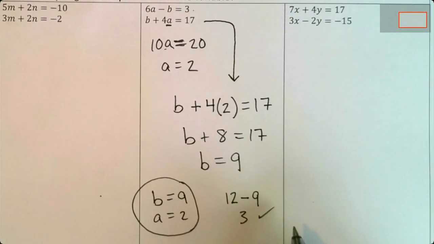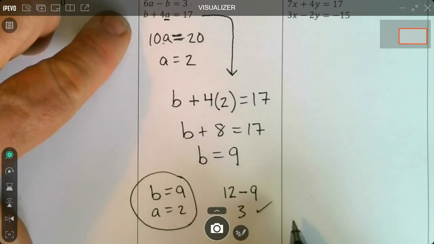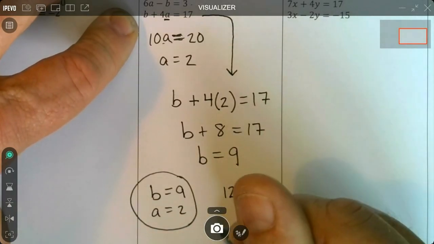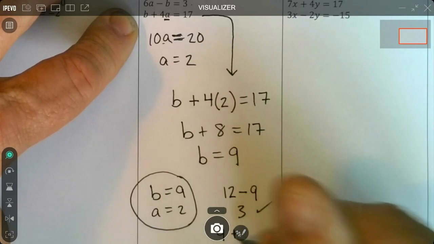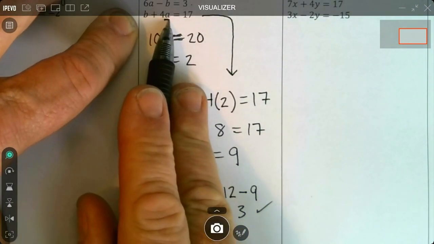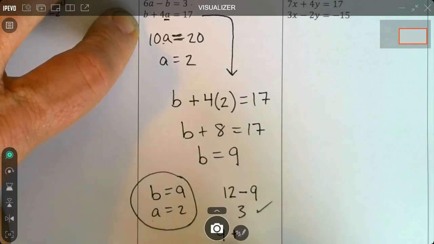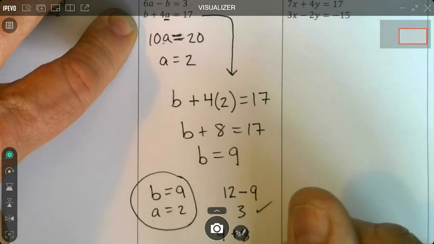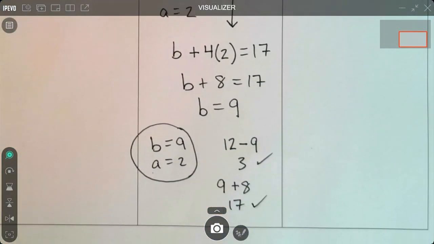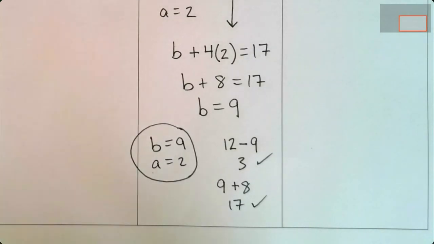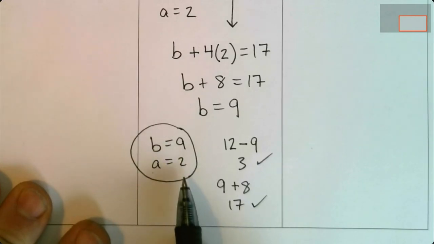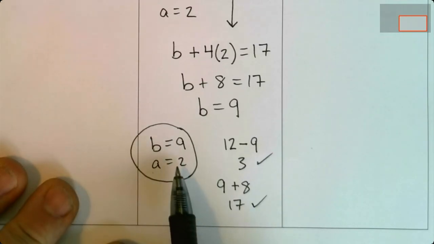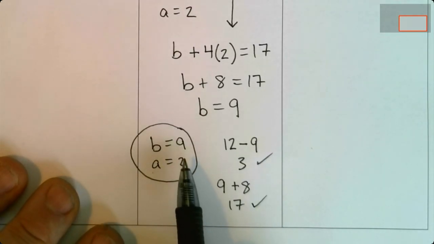I'm going to do the same thing with the bottom equation. The bottom equation says take b, which is 9, and then to that, I'm going to add 4 times a, which is 8. And if I add 9 plus 8, I do get 17. So that also checks. So I have the values of a and b, 2 and 9, that make both of those equations true. So that's why this is the solution, because it satisfies both of the equations.